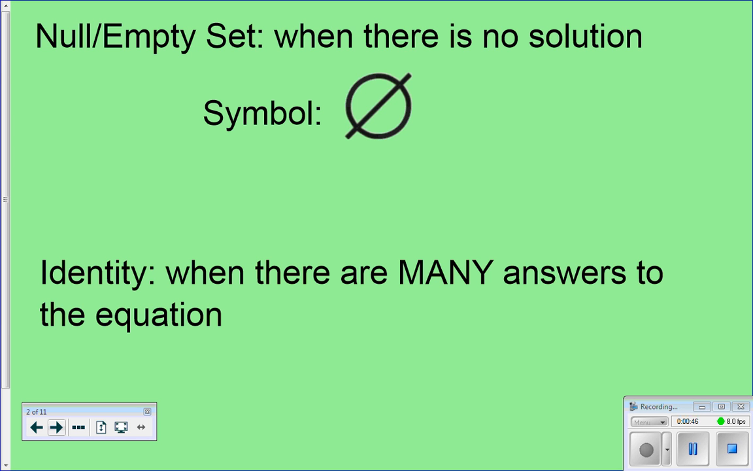There is a symbol for a null set. And if you ever have a null set when you're doing a problem, all you really need to do is make that circle with the line through it. That means there's no answer. And then an identity set means there's many solutions to a problem, which you can also have. You can have many solutions to a problem and it not even be an inequality. So there's two different types you haven't seen today: null sets and identities.